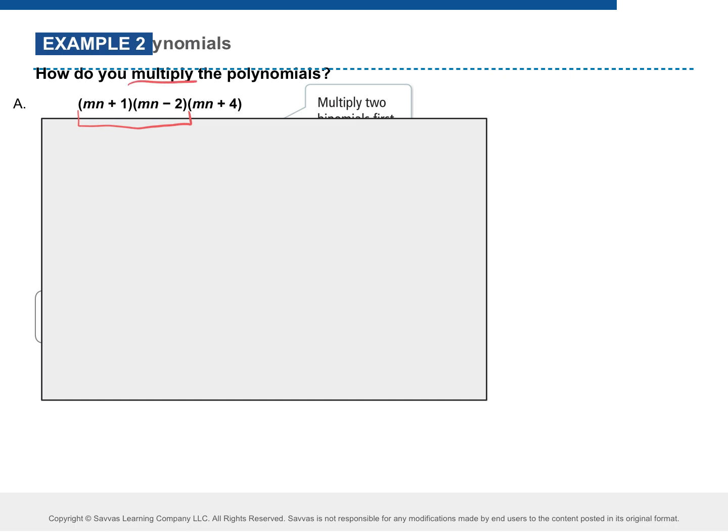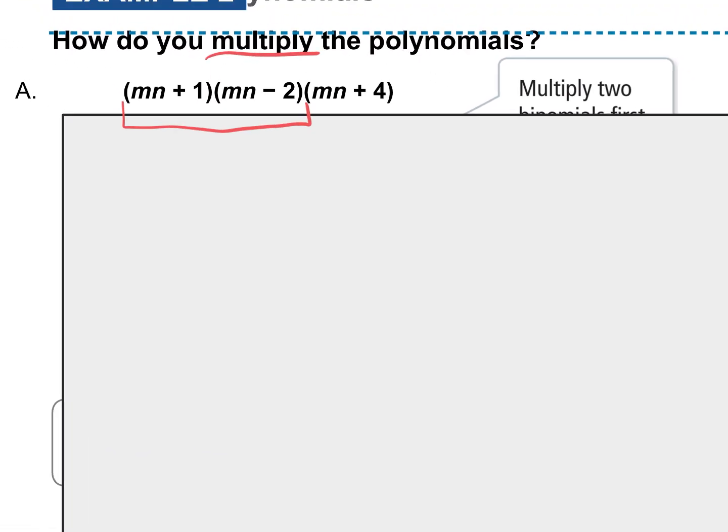Multiplication. So how do I solve these two right here? Distribute. What's mn times mn? m squared, n squared. Remember, the m's go together, the n's go together. mn times -2 is -2mn. Yep. What do I do next?